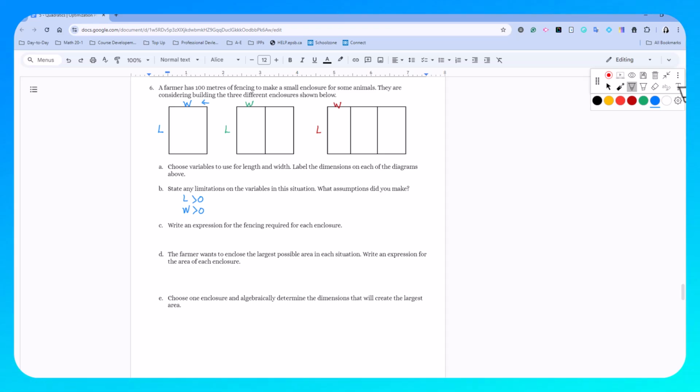The next thing asks us to write an expression for the fencing required for each enclosure. Well, this is a perimeter problem because we know that we have to make this 100 meters of fencing. We're going to cut it in places, bend it in places to make these different enclosures. So for the first enclosure in the blue, we know that 100 has to equal 2 lengths, because there's 2 of them on each side, and 2 widths.